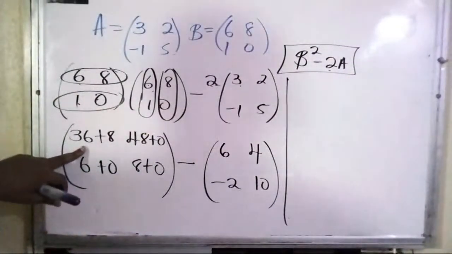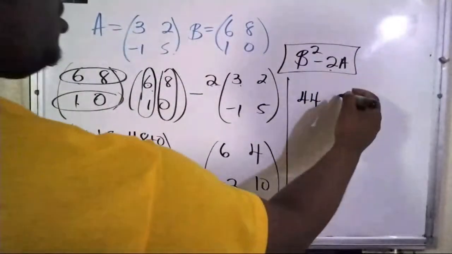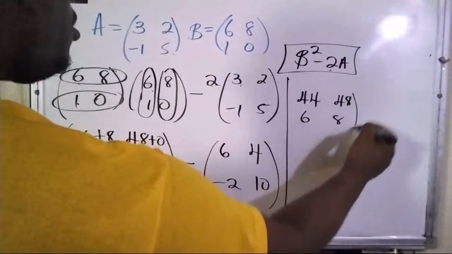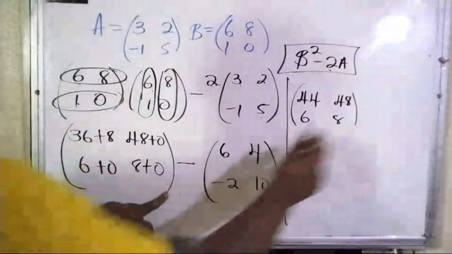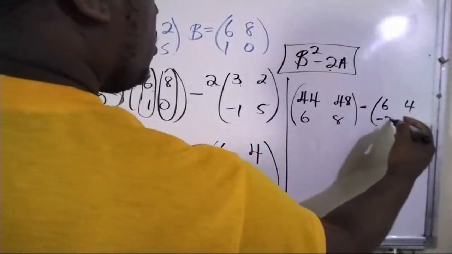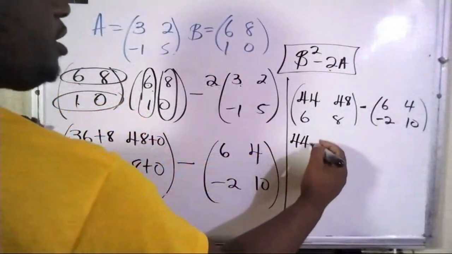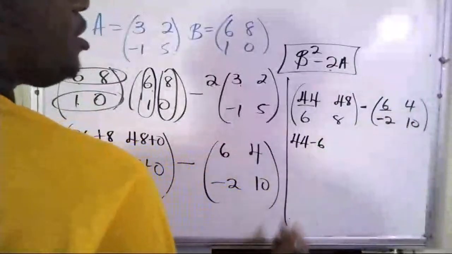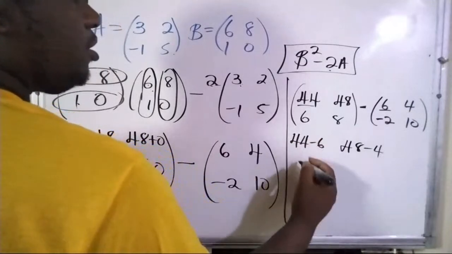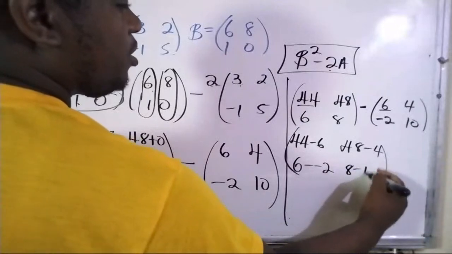36 plus 8 is 44. 48 plus 0, which is 48. 6 plus 0, 6, and then we have 8. But remember, we're going to subtract this now. So we subtract 6, 4, negative 2, 10. So we're going to say 44 minus 6, adding the corresponding entries, or subtracting in this case. 48 minus 4, and then 6 minus 2, and the final one, 8 minus 10.